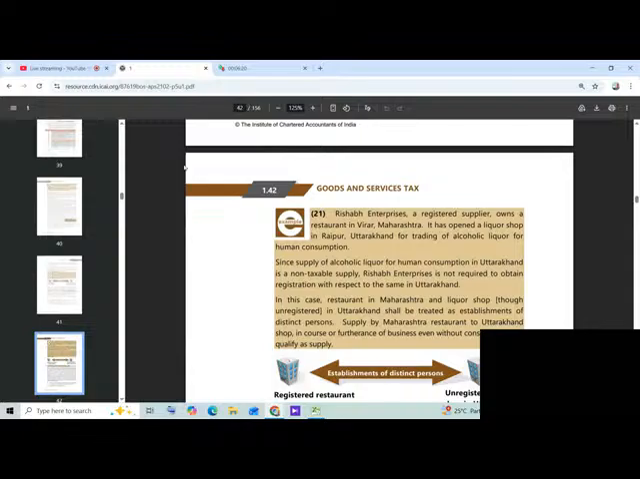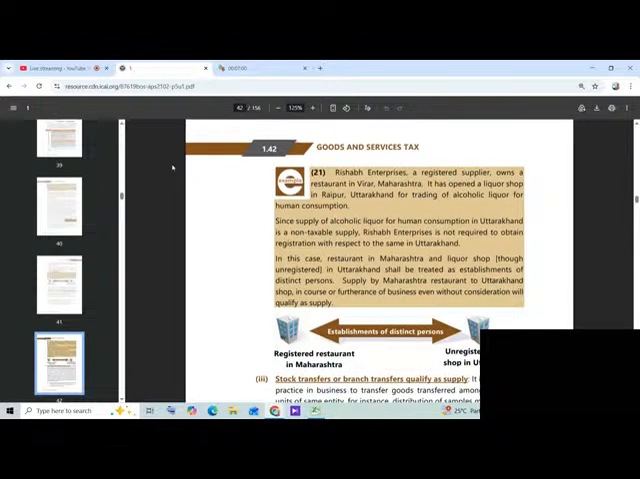Example 21. Rishabh Enterprises, a registered supplier, owns a restaurant in Virar, Maharashtra. It has opened a liquor shop in Raipur, Uttarakhand for trading of alcoholic liquor for human consumption. Since supply of alcoholic liquor for human consumption in Uttarakhand is a non-taxable supply, Rishabh Enterprises is not required to obtain registration with respect to the same in Uttarakhand. In this case, restaurant in Maharashtra and liquor shop, though unregistered in Uttarakhand, shall be treated as establishments of distinct persons. Supply by Maharashtra restaurant to Uttarakhand shop in course or furtherance of business, even without consideration, will qualify as supply.